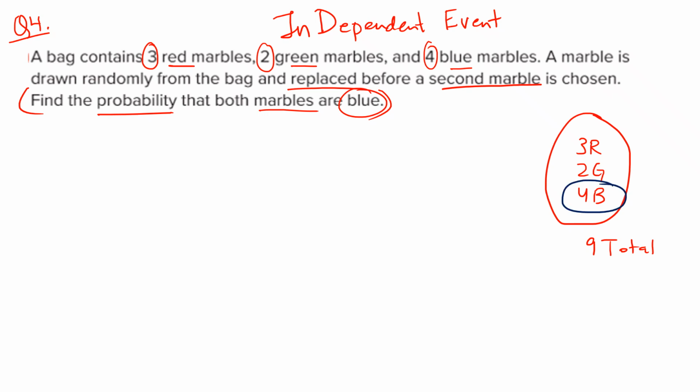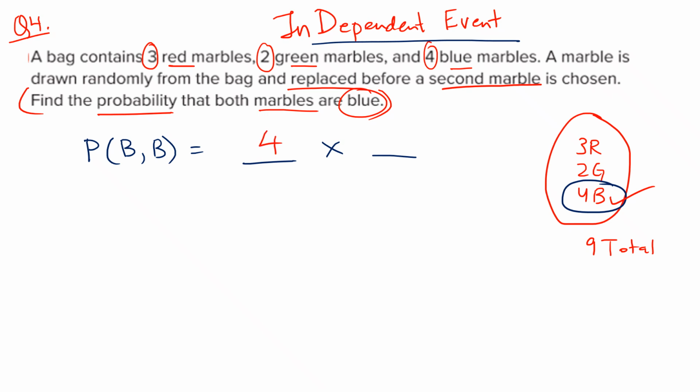Okay, so we need to find the probability of both marbles being blue: the first marble blue, the second marble blue. And definitely because it is independent, I'm going to use the multiplication rule. So let's find the probability that the first marble is blue. Total how many blue marbles? 4. Any of these 4 blue marbles can come, and the total is 9. So 4 over 9 will become the first probability.